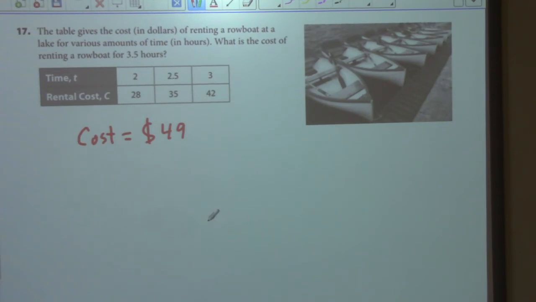Okay, so the way that I thought about it was, you see the 2 going to the 2.5? That's plus 7, right? And then the 2.5 to the 3, the rental cost goes plus 7 again. So I just saw a pattern. So I did the 3.5 must be a plus 7. So the answer would come out to 49. That's just how I did it. So 42 plus 7, by that kind of logical reasoning, it has to be 49. Right. Okay, I like it.